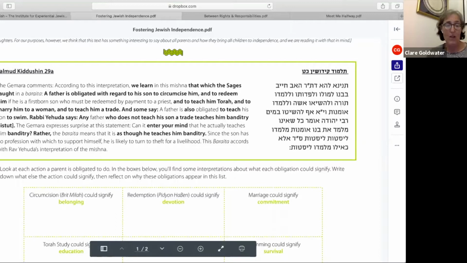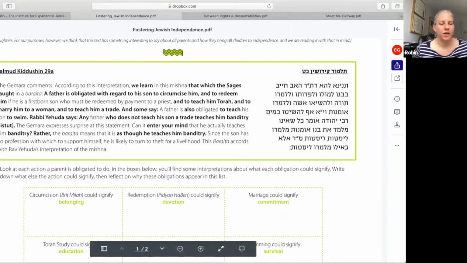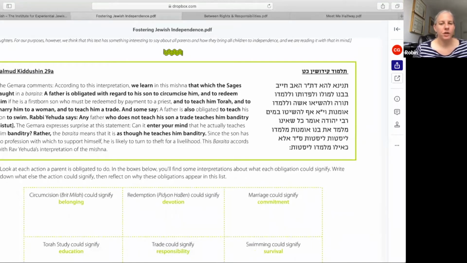It's talking about what does a parent have to do? The Gemara comments, according to this interpretation, we learn in this Mishnah that which the sages taught in a Baraita. A father is obligated with regard to his son to circumcise him, to redeem him if he is a firstborn son who must be redeemed by payment to a priest, and to teach him Torah, and to marry him to a woman, and to teach him a trade. And some say a father is also obligated to teach his son to swim.